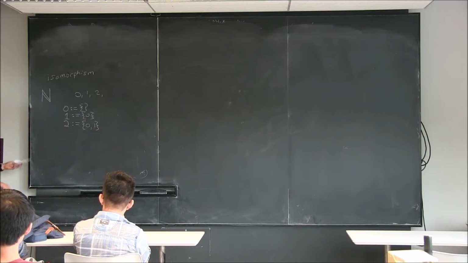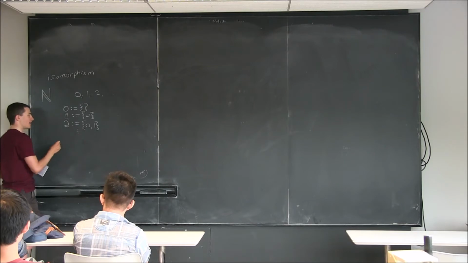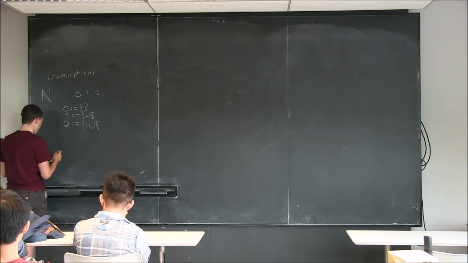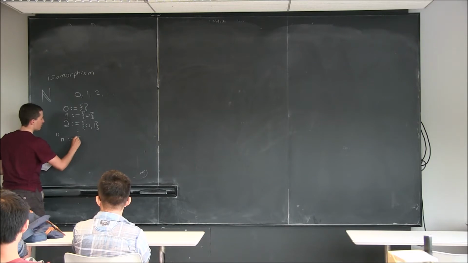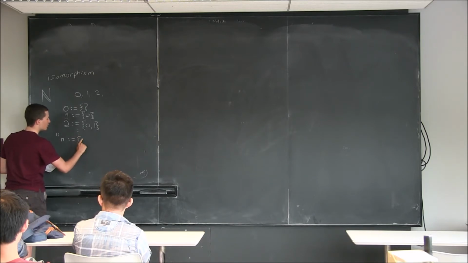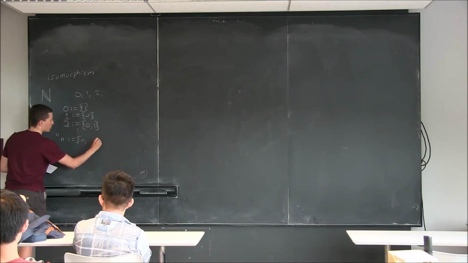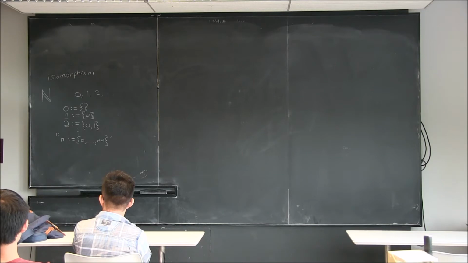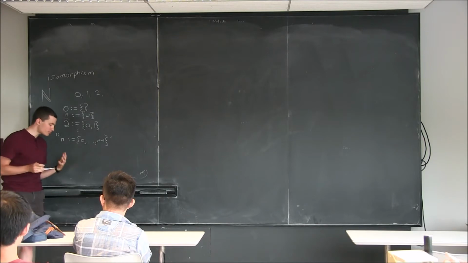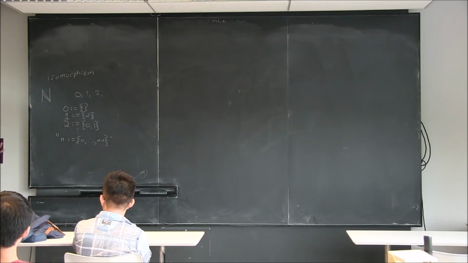So there's a pattern here. In general, this is not good notation, but you should think of n as being defined as the set of 0 through n minus 1. That is generally how you should think about it. And the reason we define it this way is because that allows us to define things like less than, and things like addition and subtraction, which we will get to now.